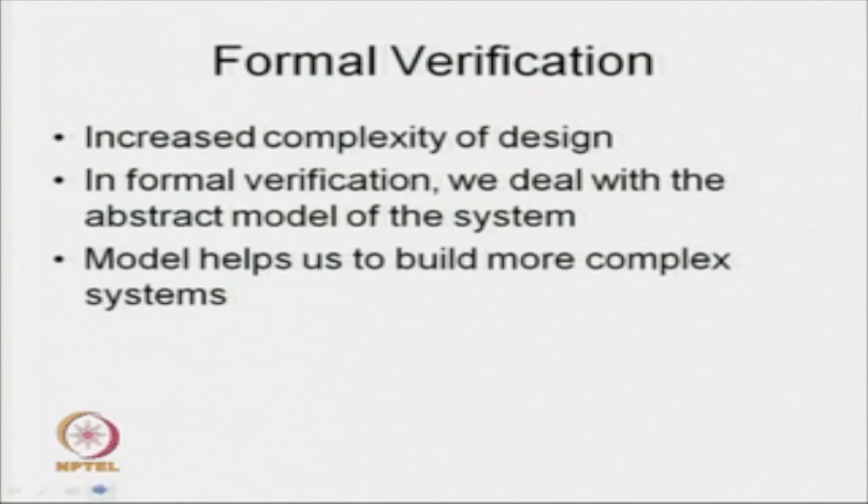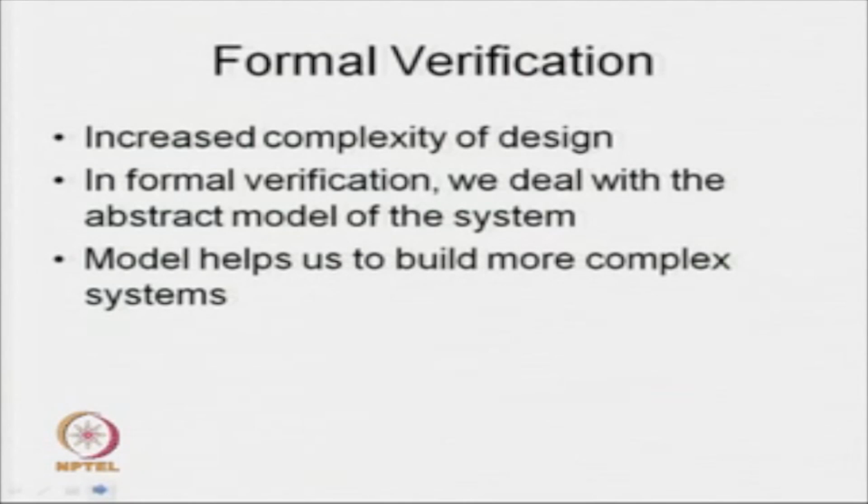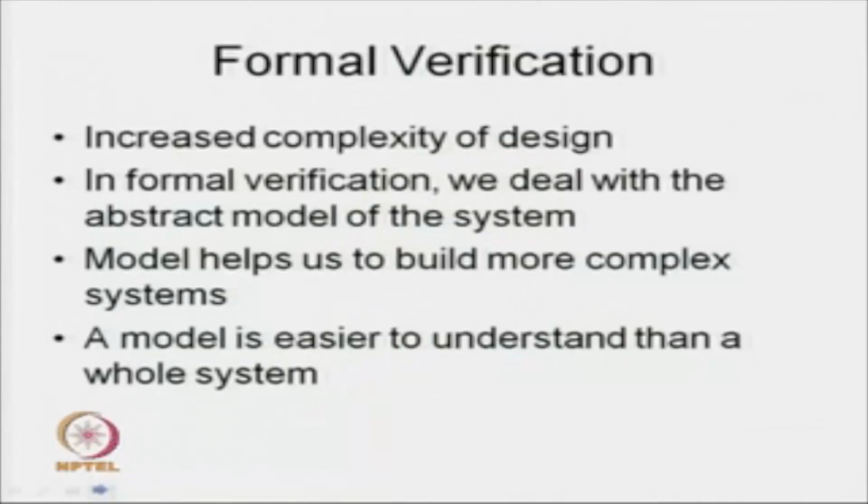So, a model helps us build more complex systems. As I have already mentioned, whatever is relevant and required, we try to abstract out and build a design from it. We can think of some sort of modular design, and for every case we can have a small model that tries to capture the design behavior. We know what properties or specifications need to be satisfied, and we look for the satisfaction of those properties. On the other hand, a model is easier to understand than a whole system, because we come down to a smaller piece of the whole system.